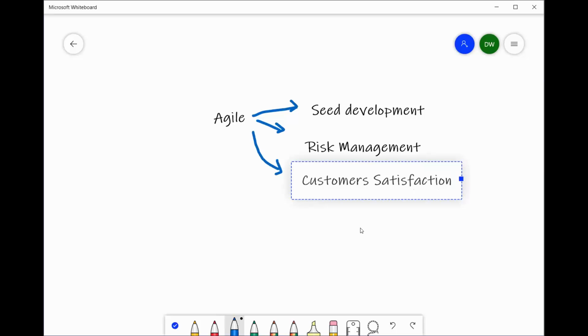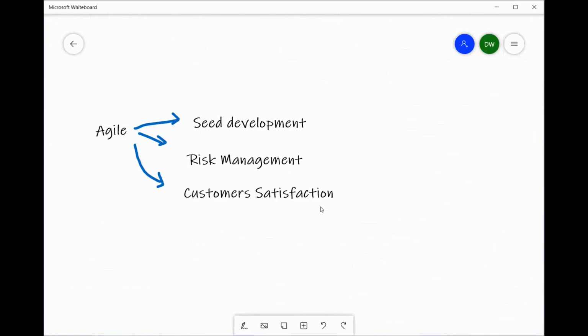Right. So how we achieve this: because of speed development, because of the facilities for risk management, and because of customer satisfaction, we use the agile process. So how we achieve it is that we have certain tasks to be done. The way we are doing this process will help to achieve these goals.